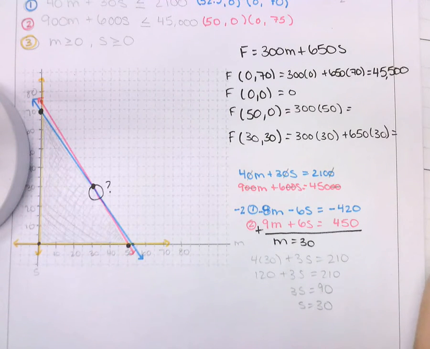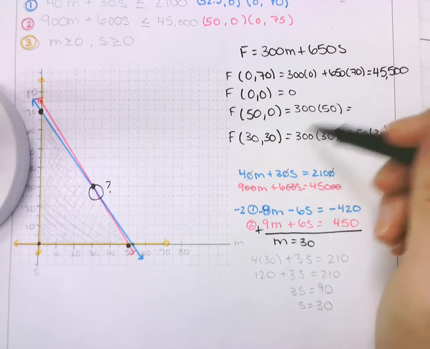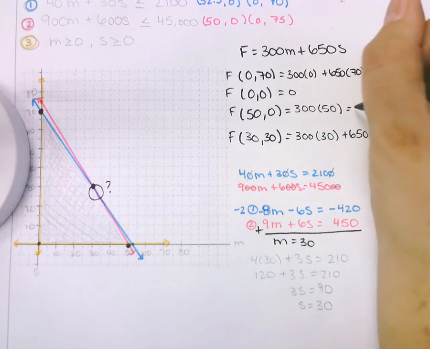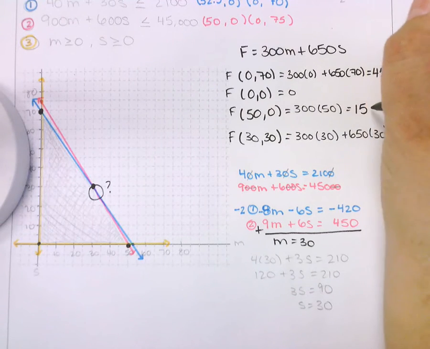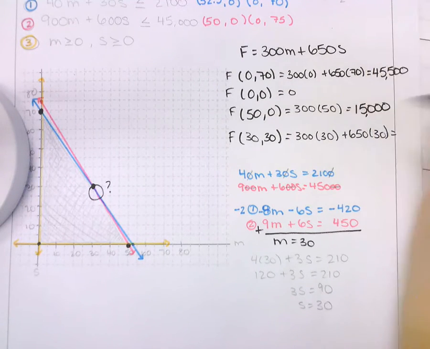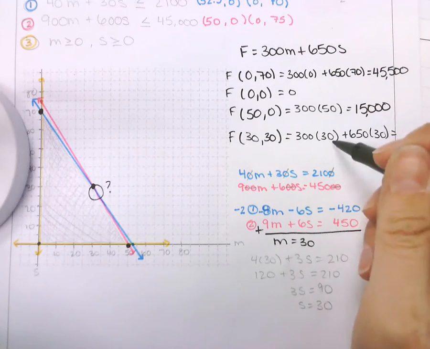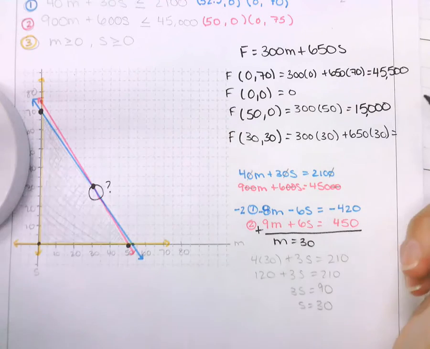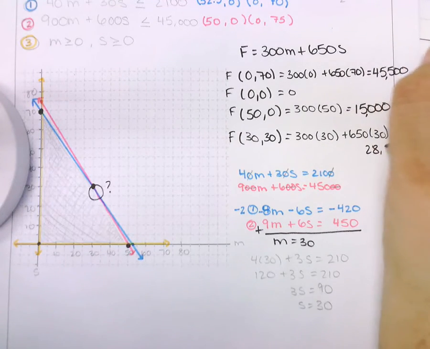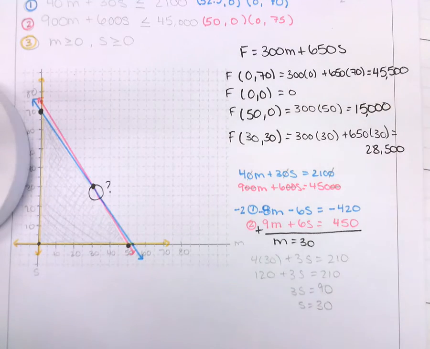Okay, what's 300 times 50? 15,000. One more 0. Okay, and then we got 300 times 30 plus 650 times 30. 28,500. See, my boy Andrew's got this.